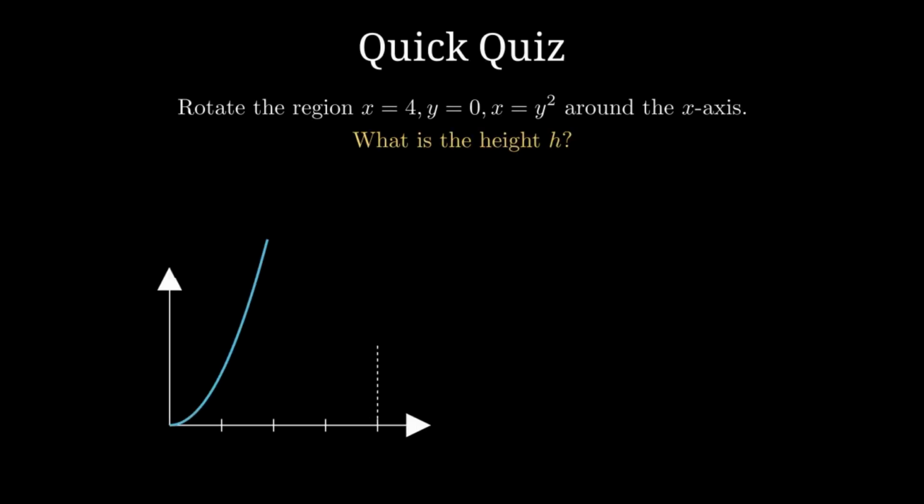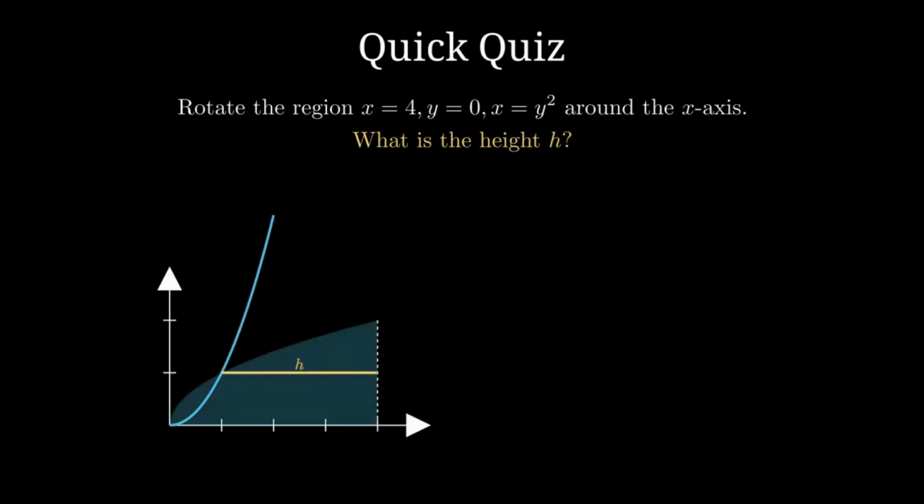Let's test your understanding. If we rotate the region bounded by x equals 4 and x equals y squared around the x-axis, what is the height of our shell? Think about the horizontal distance between the right boundary and the left boundary. I'll give you a moment to visualize the slice.